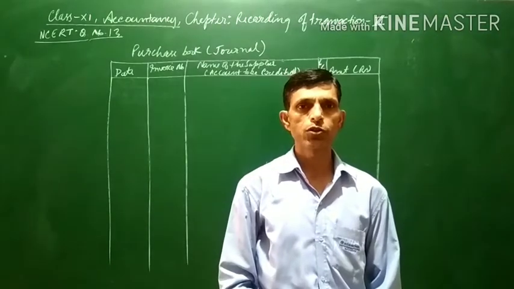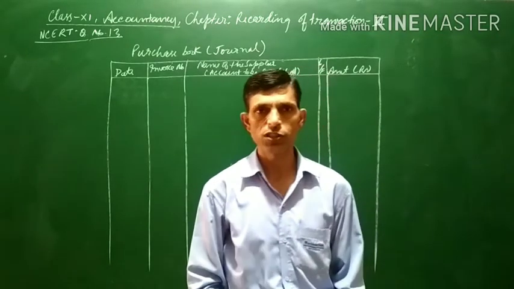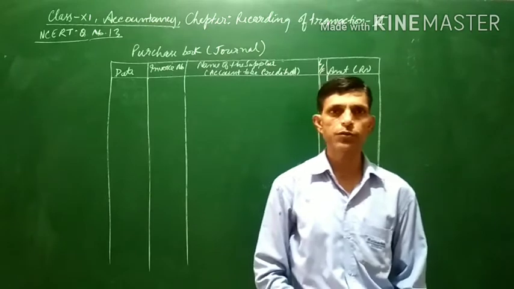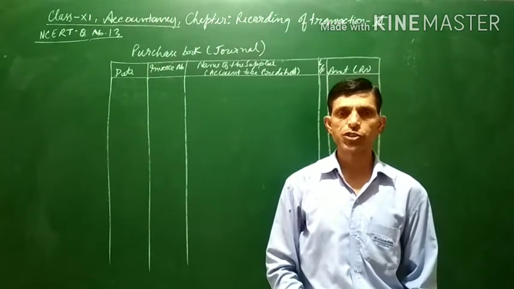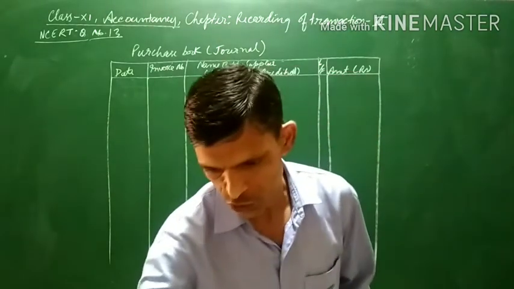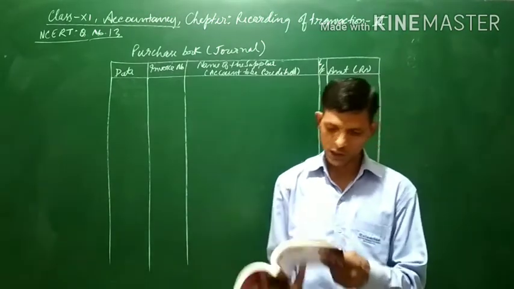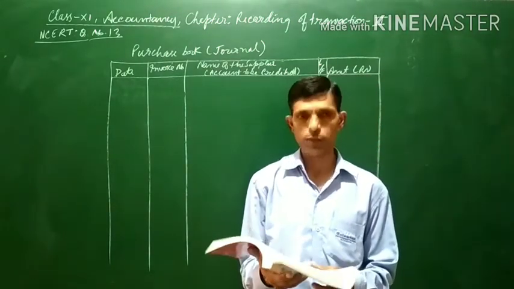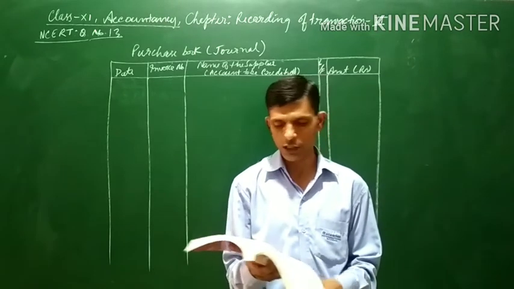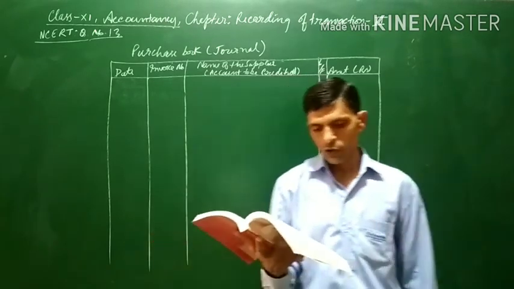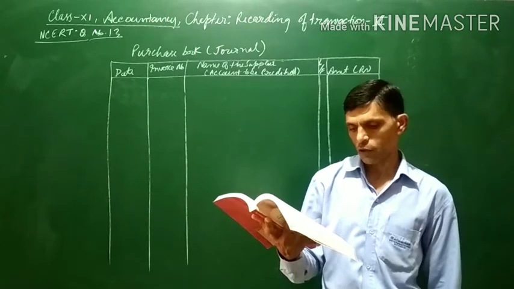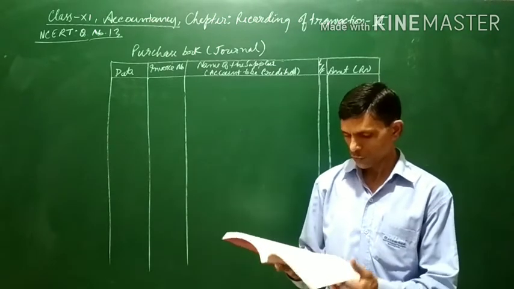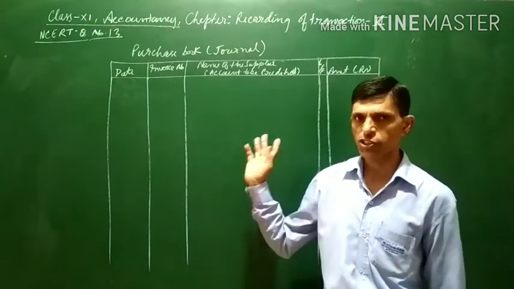In this video, we will solve one question from recording of transactions, that is question number 13, wherein we will prepare the purchase book. Let us see what the question is. In question number 13, enter the following transactions in the purchase book or purchase journal, both are one and the same thing, journal and book are one and the same thing, of Messrs. Gupta Traders of July 2017. So we have to prepare the purchase book or purchase journal.